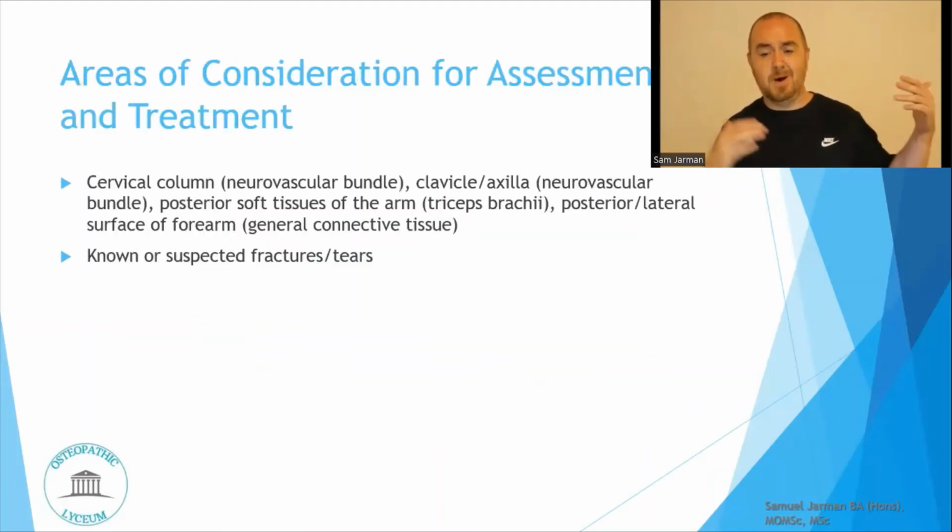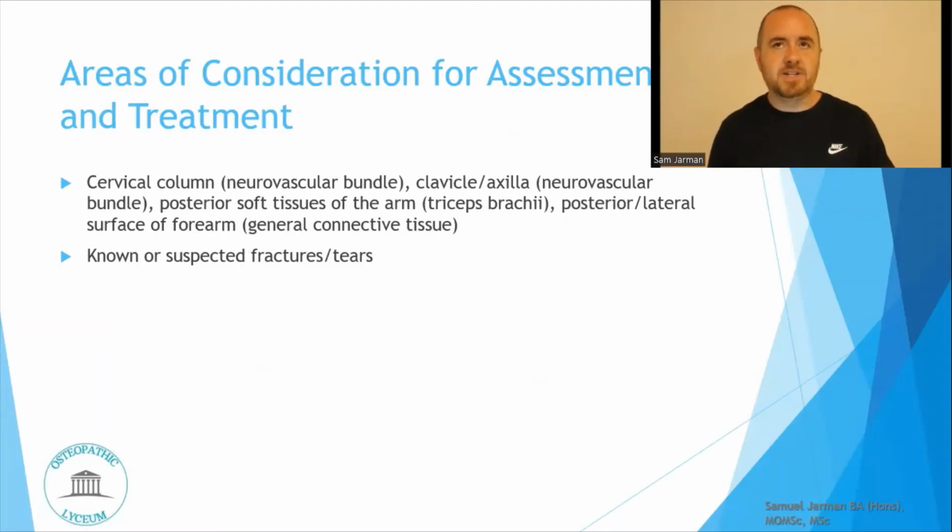Now, this is obviously very quick because there's not a lot of anatomy involved here. But as far as considerations for where you're going to assess and treat if the elbow is in extension, right? It prefers to extend, and it doesn't like to flex. You're going to think about the cervical column for the neurovascular bundle. You're going to think about the clavicle and the axilla.